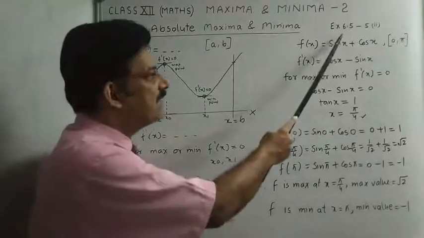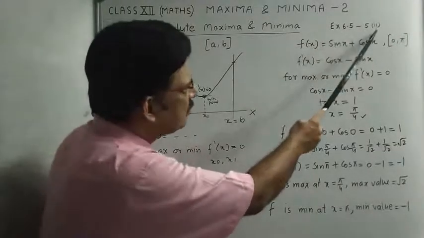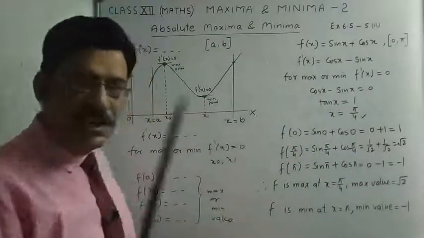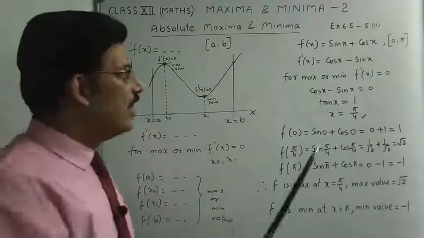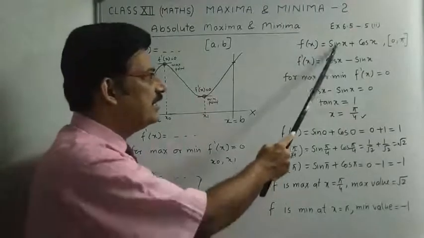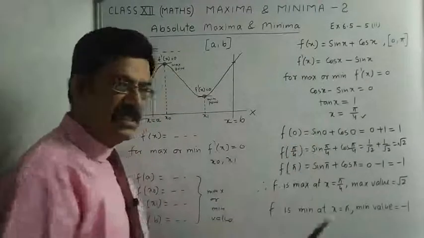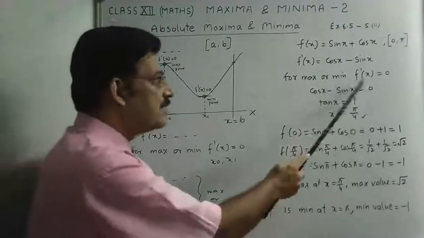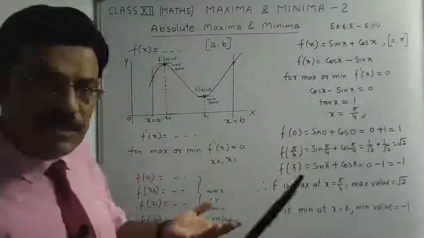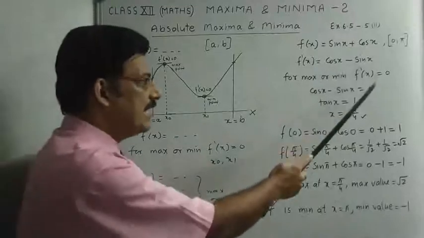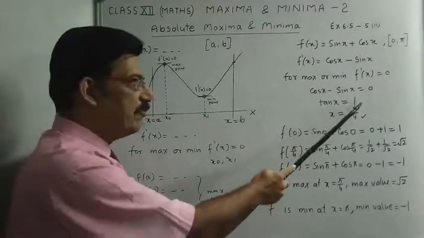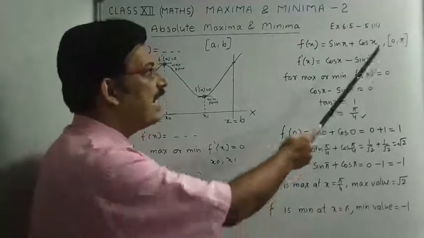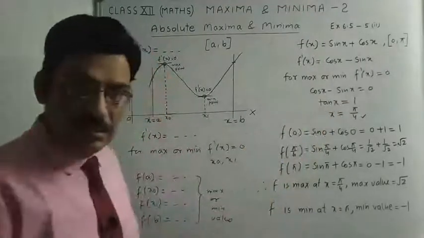We have Example 6.5 exercise, question 5, second part. f(x) is equal to sin x plus cos x. The interval is given 0 to pi. Now first you differentiate this, cos x minus sin x, and then for maxima or minima, the derivative must be 0 to calculate the points. Now cos x minus sin x is equal to 0, tan x is equal to 1, x is equal to pi by 4. Only one point is there which lies in the interval 0 to pi.